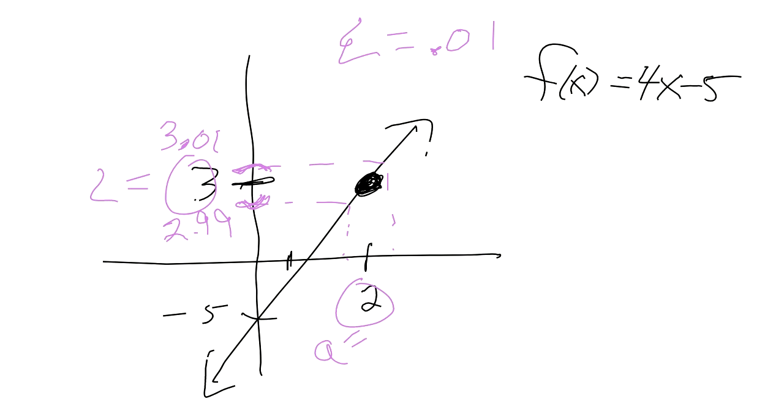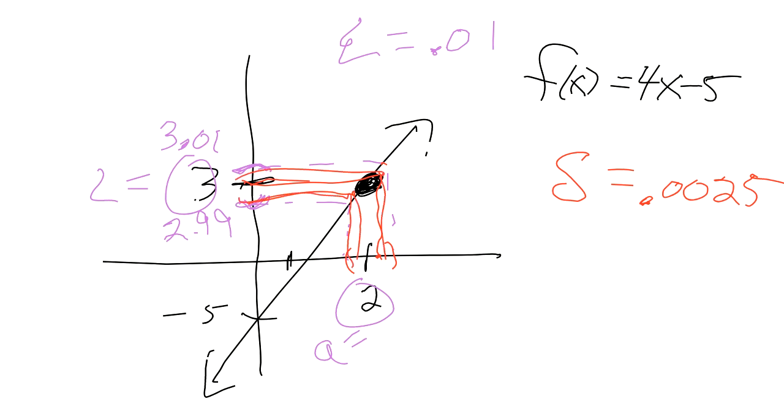So we found that delta equals 0.0025. And by doing that, we know that every x value in here would map in that corridor. So that epsilon window that we were given, we came up with a delta window around A. And so this goes to the right, it goes over to 2.0025.